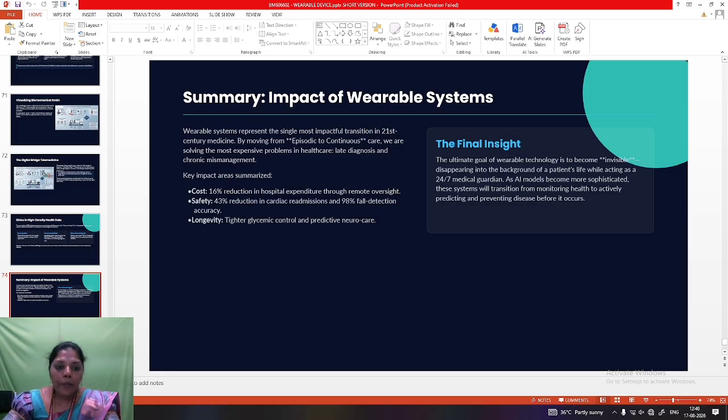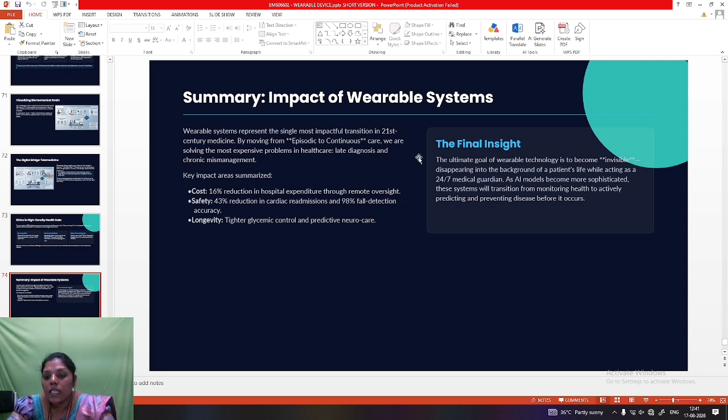The impact areas are summarized. Cost: 60% reduction in hospital expenditure through remote oversight. Safety: 43% reduction in cardiac readmission, 98% fall detection accuracy. Longitudinal: tighter glycemic control and predictive neurocare.